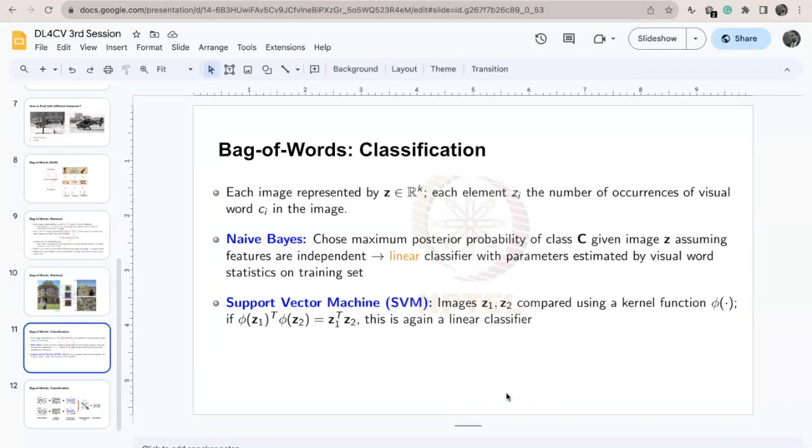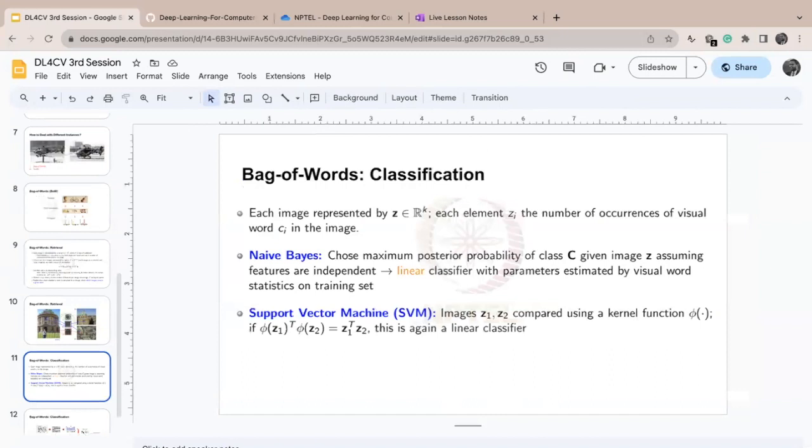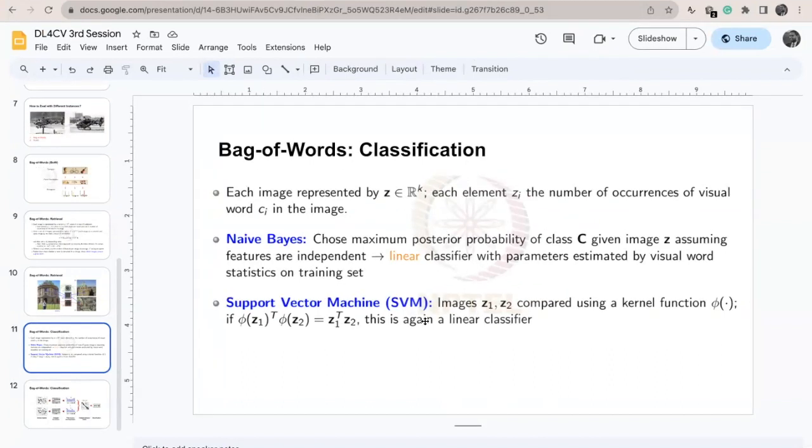So what we're doing is using these features as an input to our classifier, like naive Bayes and support vector machine, to use it as a classifier for the classification problem.